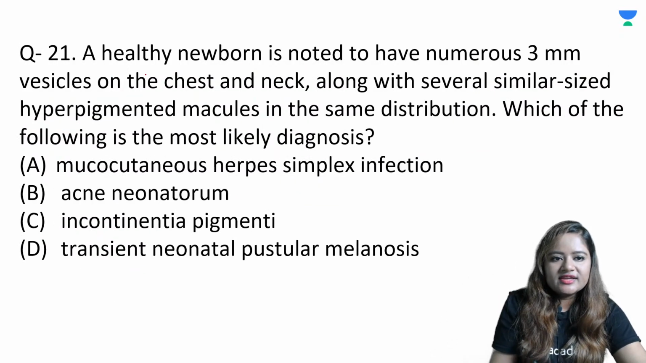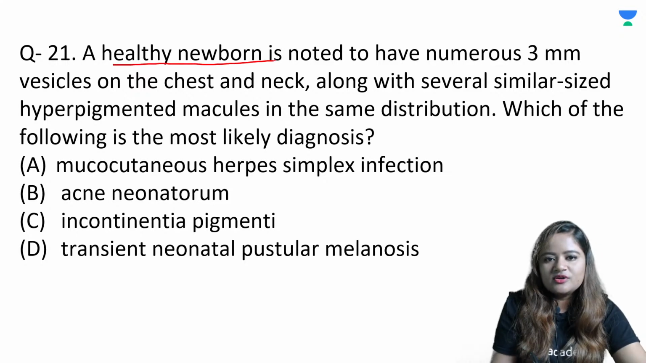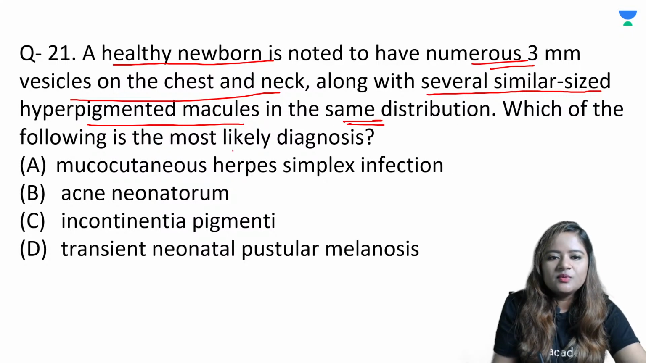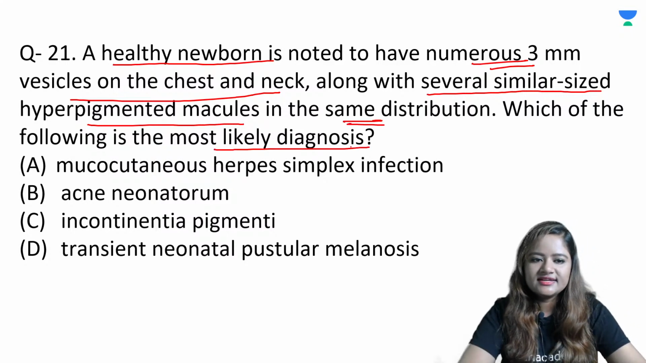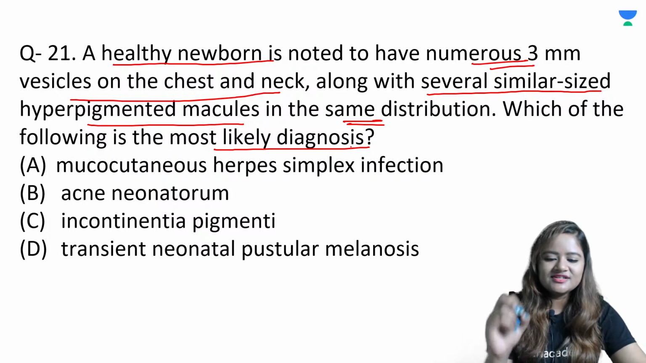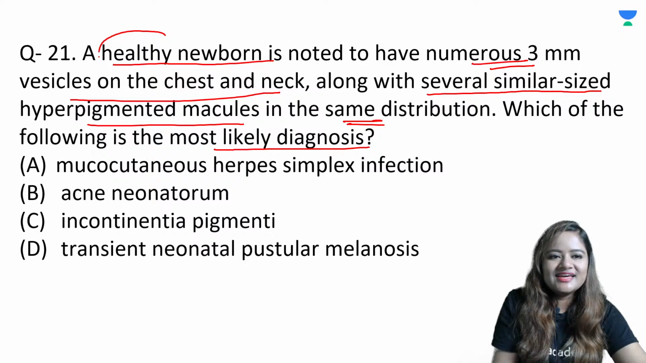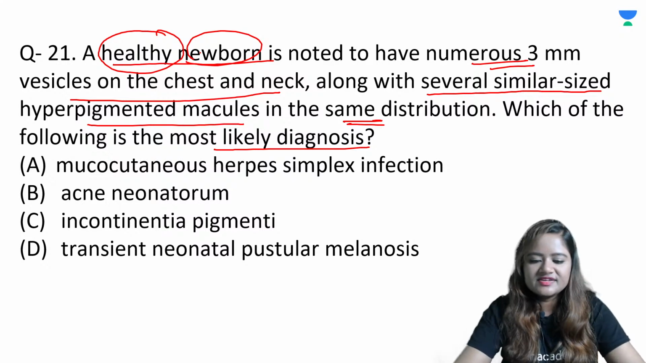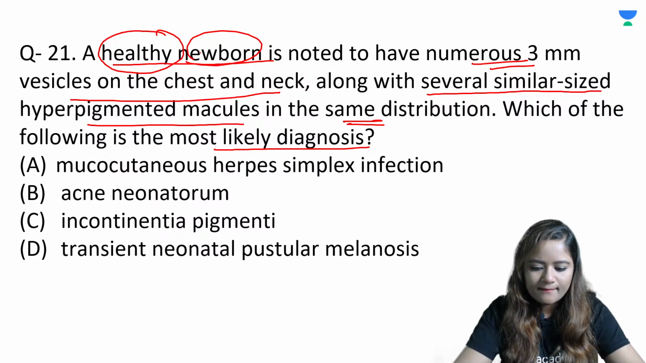Okay, next question. There's a healthy newborn who is noted to have many 3 mm vesicles on the chest and the neck, along with several similar sized hyperpigmented macules in the same distribution. Which of the following is the most likely diagnosis? So please remember, the question is asking the first thing that is very important. It is a healthy newborn. Okay. So healthy newborn में ऐसा क्या हो सकता है? Where you have hyperpigmented macules and you have vesicles all over the body.